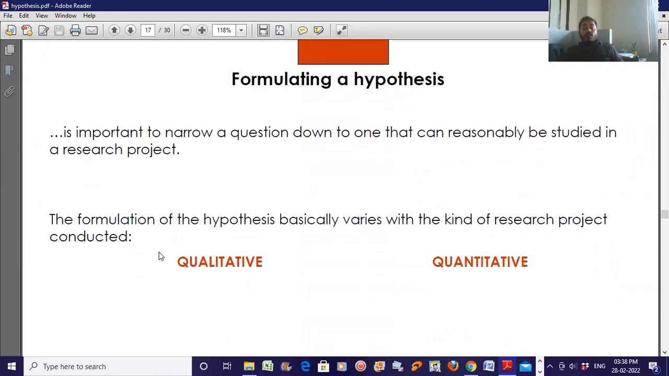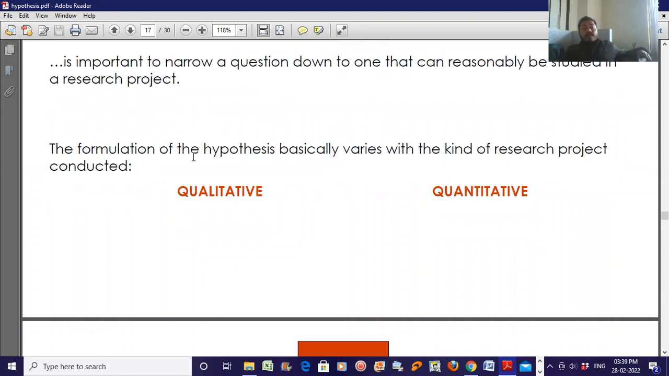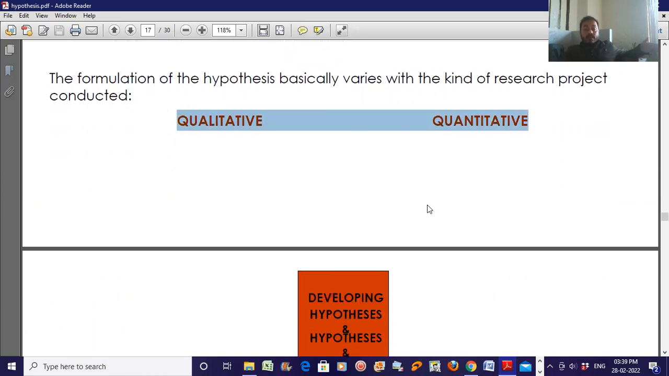Now, let's come to one more important topic, that is how to formulate a hypothesis. ये मैं पहले भी आप लोगों को बोला था, and I have gone through your examples, and I have found that many of you in later stages come with correct examples of hypothesis. Okay, so I hope that you already know now how to formulate a hypothesis. Now, formulation of the hypothesis basically varies with the kind of research project or research study that you are conducting, and you know that the research may be either qualitative or quantitative.